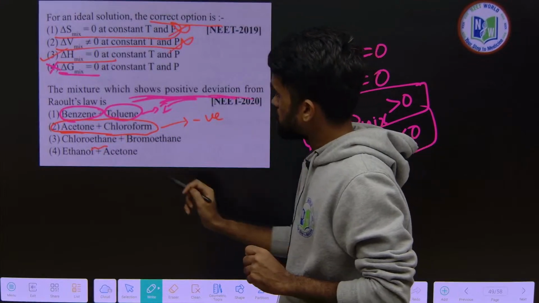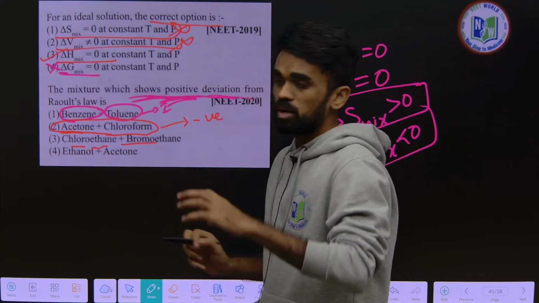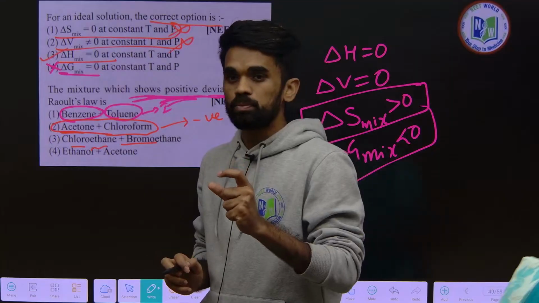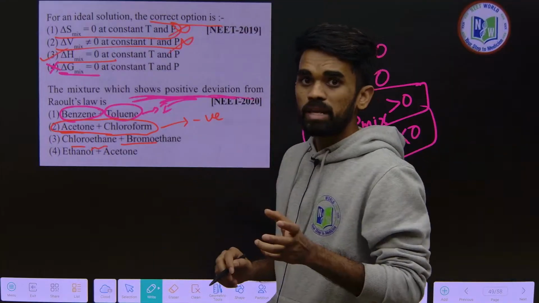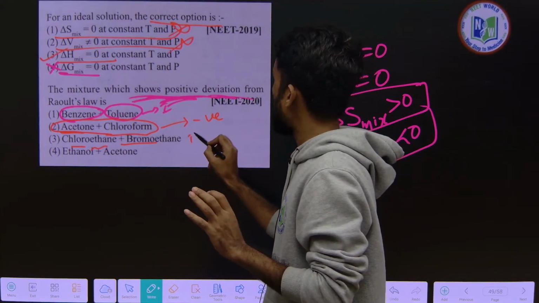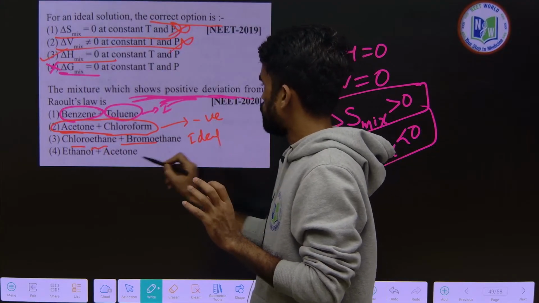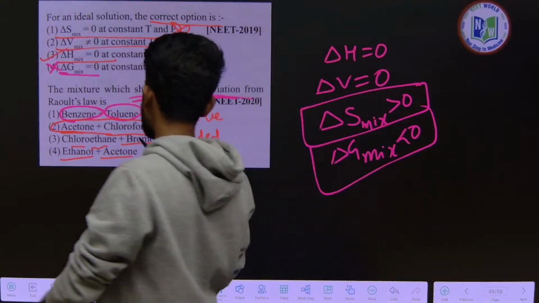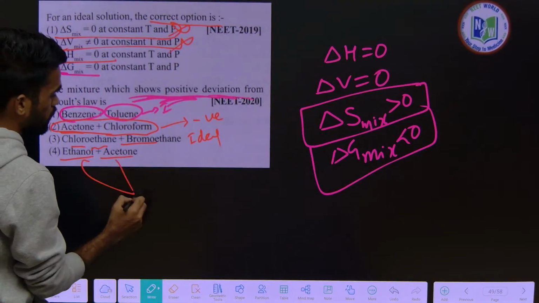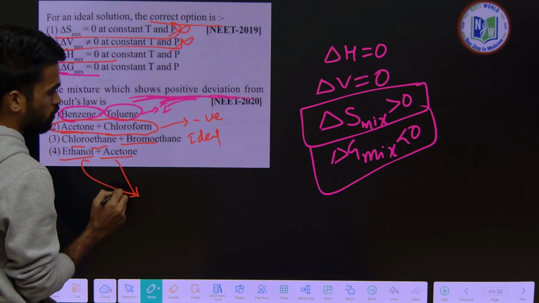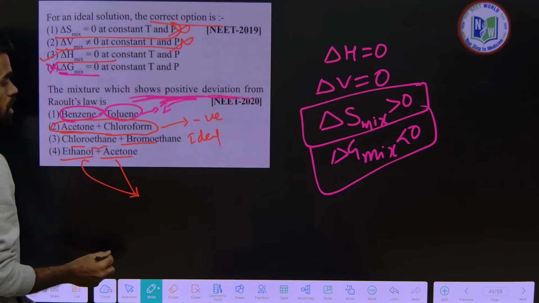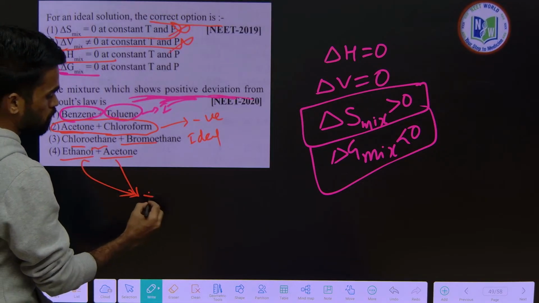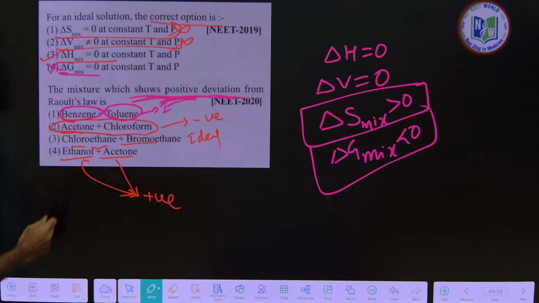Right. Next, chloroethane and bromoethane. Both of them are halides with an alkyl group, so they will have similar intermolecular forces. So it will be ideal. And the fourth option, ethanol plus acetone, has different intermolecular forces and less intermolecular force after mixing, and shows positive deviation. So the perfect answer for this question will be option 4.